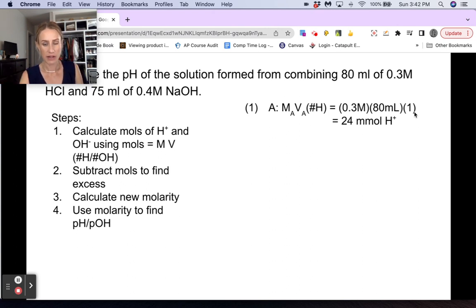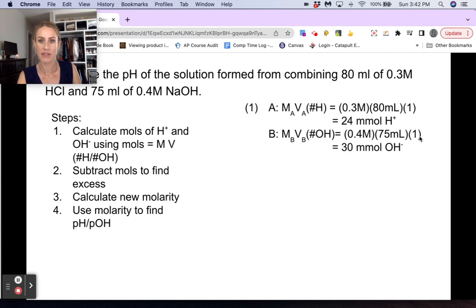Now for the base, we get molarity of the base times volume of the base times number of hydroxides. The molarity of the base was that 0.4 molar sodium hydroxide. The volume was 75 milliliters of base. And in that sodium hydroxide, I only have one hydroxide, so just multiplied by 1. So 0.4 times 75 is 30 millimoles of hydroxide. Here we can see that we have more hydroxide than we have hydrogen ions, so this is going to be a basic solution. Now we're going to subtract moles to find the excess. 30 minus 24, I have 6 millimoles of excess hydroxide in my solution.